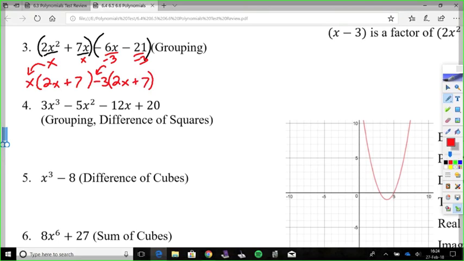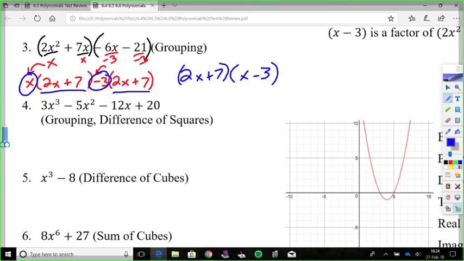So at this point, you should notice that these 2 groups have the same binomial factor. They both have 2x plus 7, so that 2x plus 7 is going to be part of the next factored step. All right, and now what's on the outside? What's on the outside is x and minus 3. That's going to make up the next part. x minus 3, and that's it. If there's more that can be done, there might be. Like I think in number 4, you're going to have the difference of squares problem to do after you factor by grouping, which is why I've labeled it as such. But in this case, there's nothing left more to factor, so I'm done.